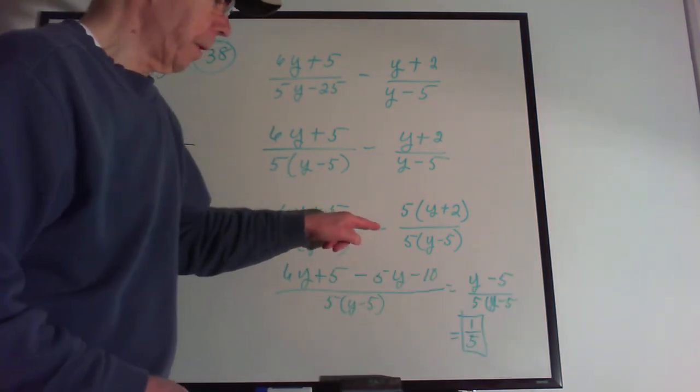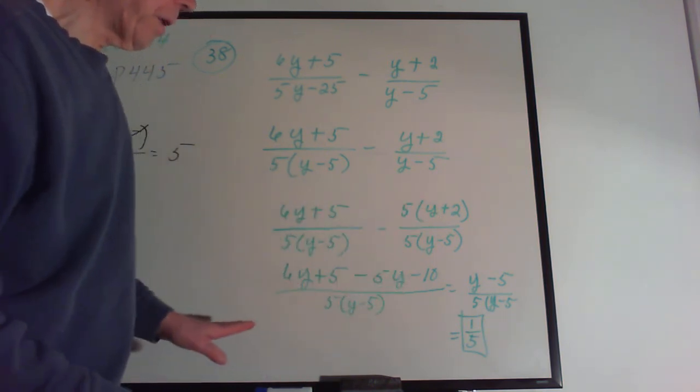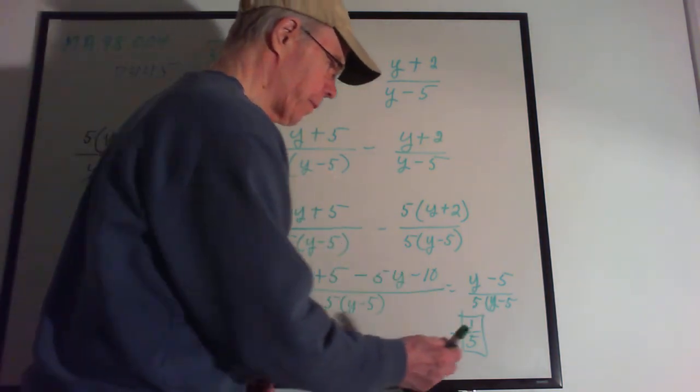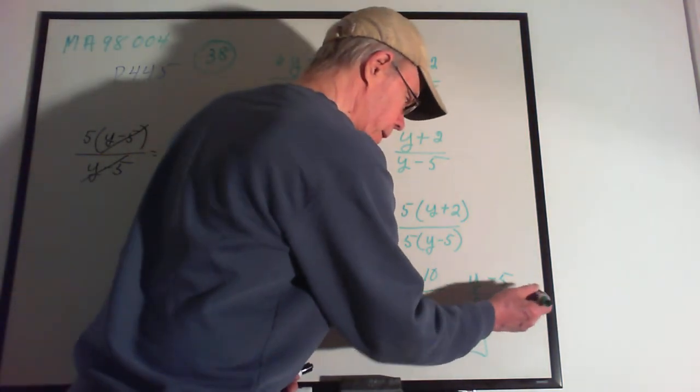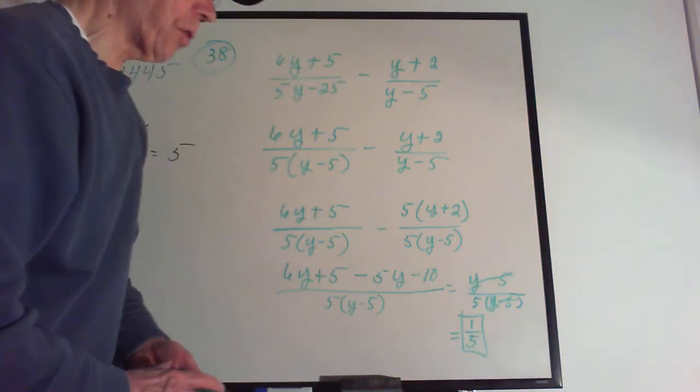Okay, so it's going to be minus 5y minus 10. When I simplify it, I get y minus 5 over 5y minus 5. I need to close that parentheses. I can cancel these two. My final answer is 1/5.